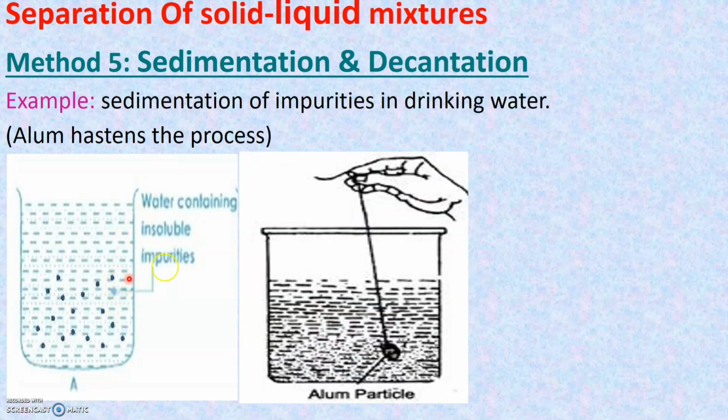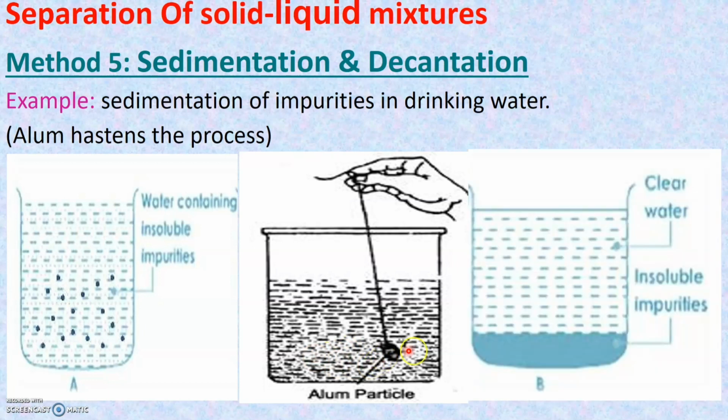As you see here, as a piece of alum is added into this mixture, what we observe is this alum gets attached to all these impurities and this will make these impurities heavier, and thus all these impurities will settle down at the bottom of this beaker. So addition of this alum to this water, which contains impurities, will fasten the process of sedimentation.